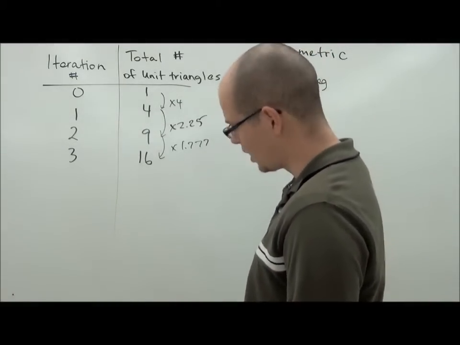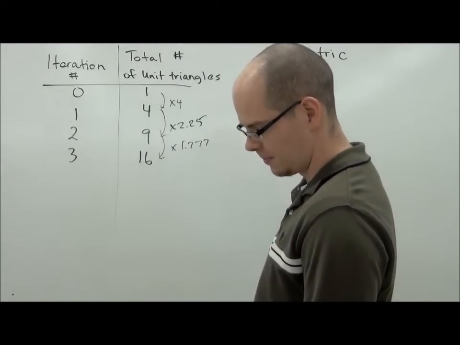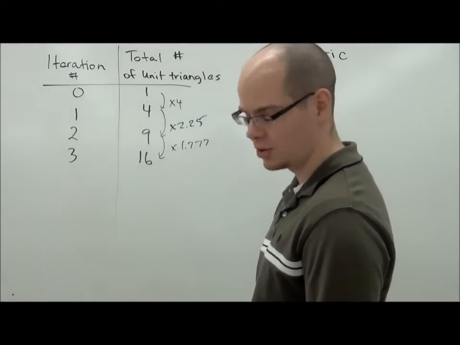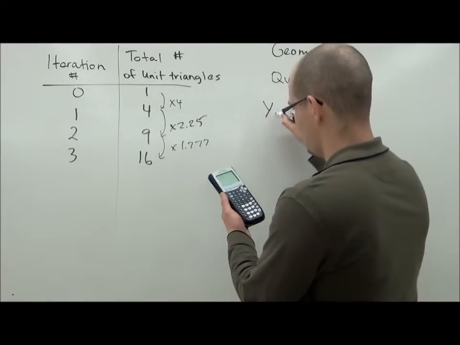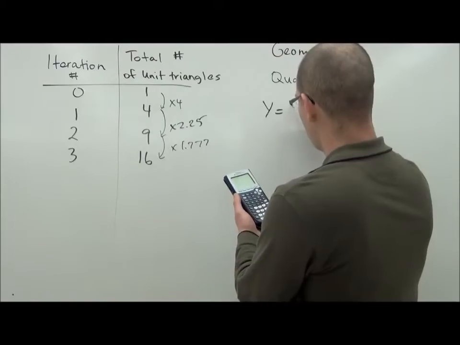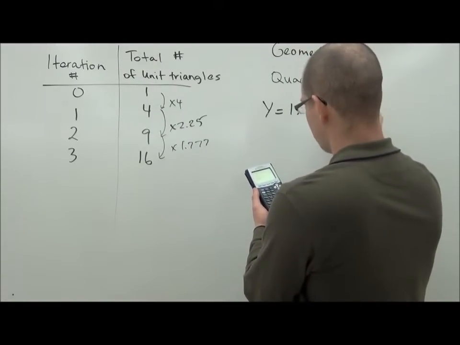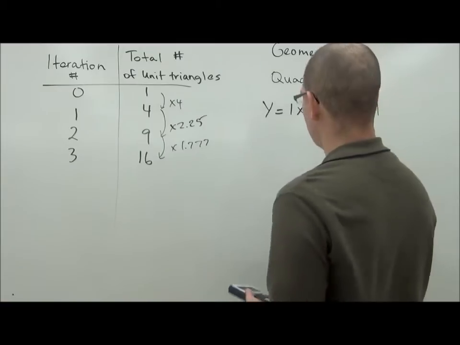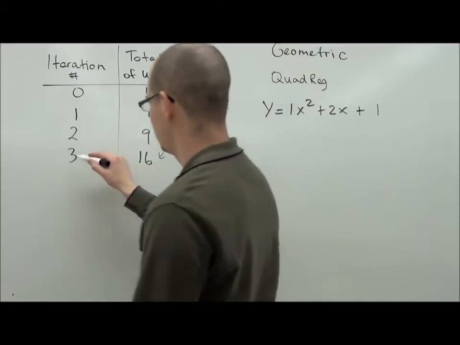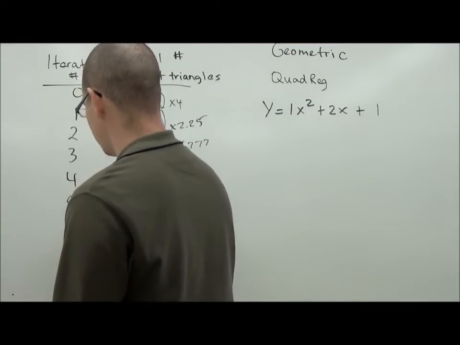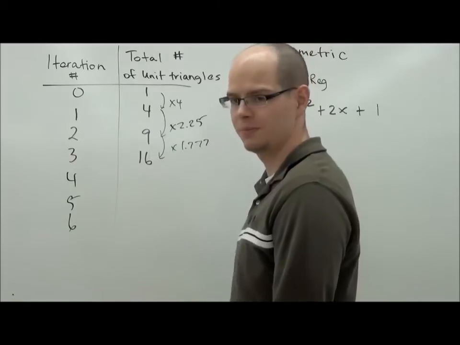If you go through on your calculator, put these in your lists, and do your regression, you'll actually get a 100% match for quadratic. So this is a perfect quadratic pattern. For your equation, you'll get y equals 1x squared plus 2x plus 1. So that's your equation. Now from there, we need to figure out which one of these, going down 4, 5, 6, etc., would have 441 triangles in it.